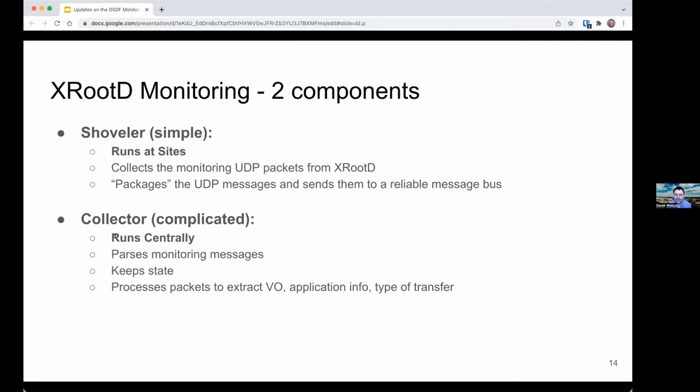So the XRootD monitoring system has two components. The shoveler that was developed runs at sites, collects these UDP packets, packages them, and then sends them to a centralized collector that's very complicated. It runs centrally because it's complicated, and it keeps a lot of state. It parses the monitoring packets, and then it also processes and extracts the VO information, the application information, the types of transfers, those types of things that sometimes can update frequently.